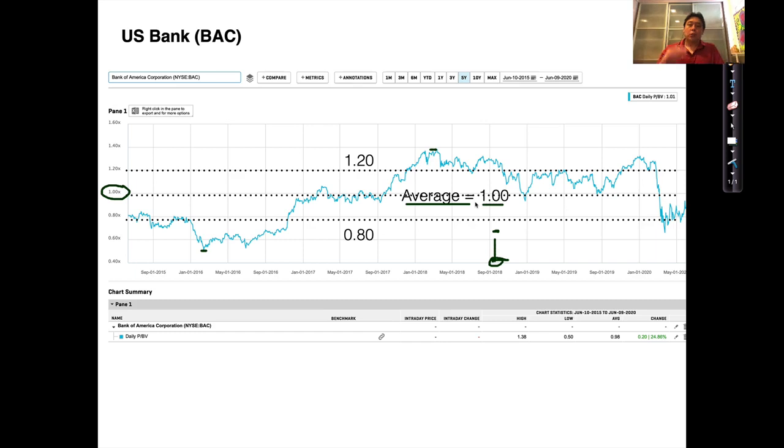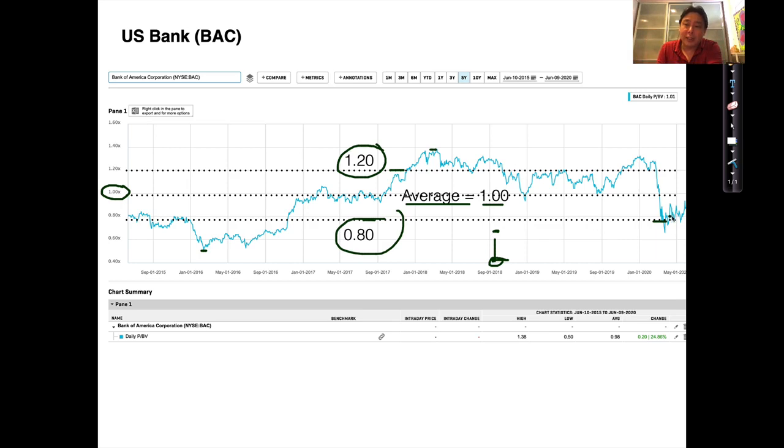There we go. So for Bank of America, what it's saying is that above 1 is expensive, below 1 is cheap. When it gets above 1.2, it's getting too expensive. If it gets below 0.8, it's dirt cheap. Now you can see again, about 2 months ago during the COVID-19 crash, the Bank of America share price dropped all the way to 0.8 price to book. Guess what I was doing? I was buying like crazy because it's a steal, right?